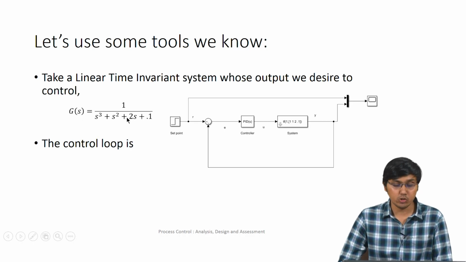Again we take a linear time invariant system of this form, G(s) = 1/(s^3 + s^2 + 2s + 0.1). You can take any other system; just for illustration purposes we are taking this particular system, and this is the MATLAB simulation that we are showing. This is the control loop.